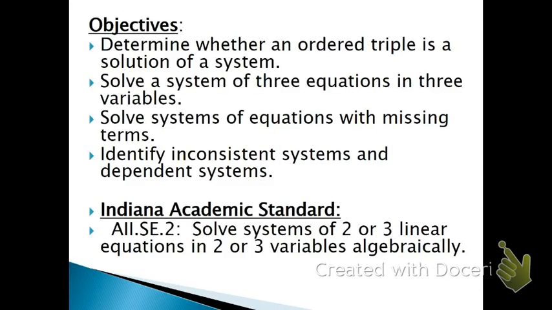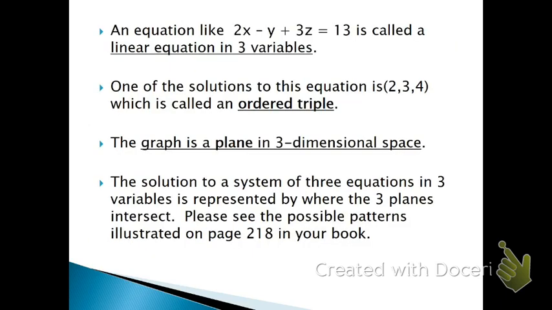So, solving systems of variables, there are our objectives and our academic standards for today. Now, an equation with three variables is going to be written as an ordered triple, x, comma, y, comma, z. Its graph is a plane in three dimensions. So we've been doing x and y, that's two-dimensional, a flat space. The z gives it depth.